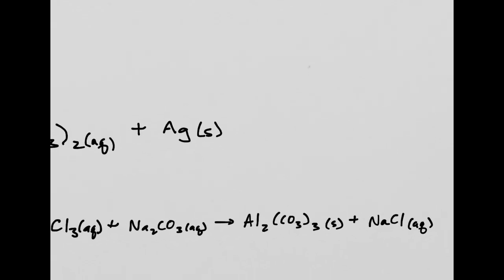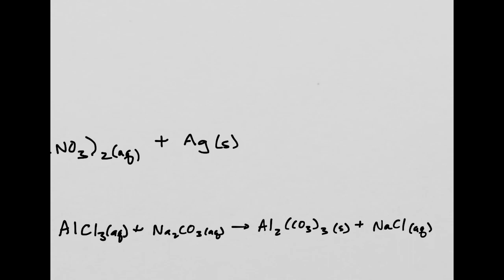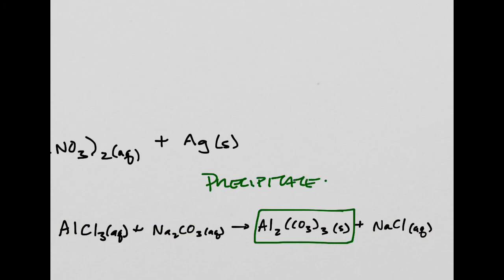So there we go. Notice here that this Al will then combine with the carbonate to form the aluminum carbonate. This sodium will combine with the chlorine to form sodium chloride. And it's vital that you pay attention to the fact that this thing came out of solution, or precipitated. So that is the precipitate that pops out of there. Okay, so there we have it.